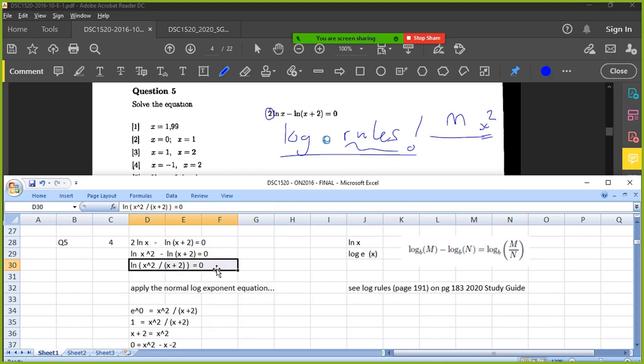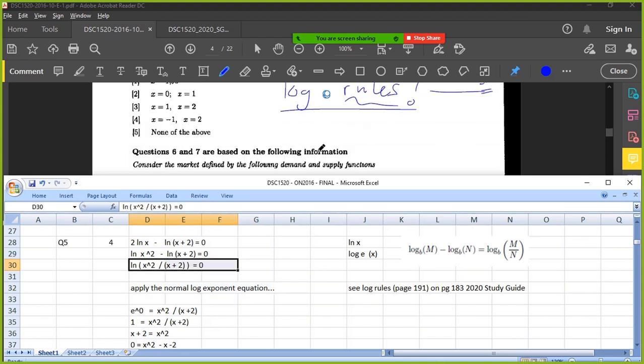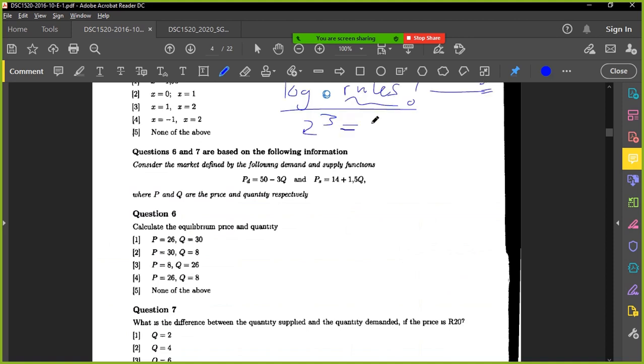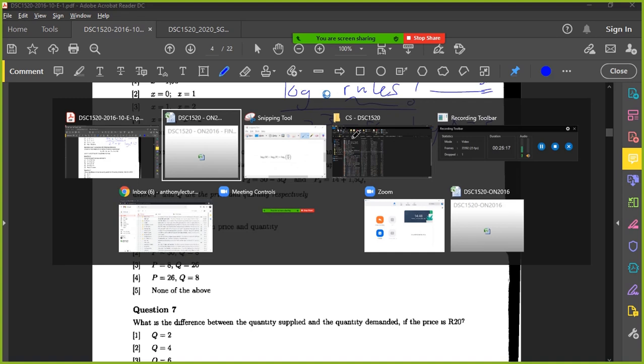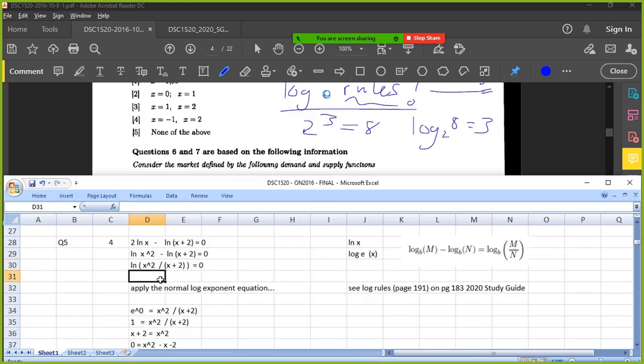Once you've got that, remember I always write this formula down. 2 to the power 3 equals 8, so log 2 of 8 equals 3. The reason why I write that down is because then you can apply it to anything. So when you have this, notice this is ln, which is log with base e. Does that make sense? So if this is log base e, and then the 8 is my answer, equals the exponent. Does it make sense?